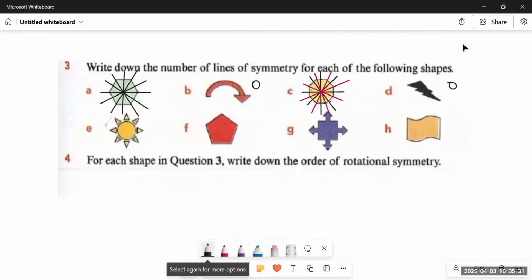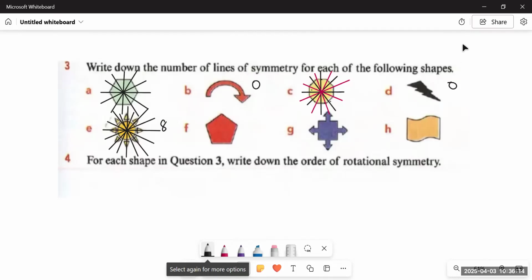Then we have a symbol of sun, where we have a circle along with 1, 2, 3, 4, 5, 6, 7, 8 triangles. So again, it will have 8 lines of symmetry, just like that in an octagon. So you can draw lines of symmetry like this. 1, 2, 3, 4. 4 lines of symmetry. And then along these triangles, so it will be 1, 2, 3, and 4. So it becomes 8 lines of symmetry.